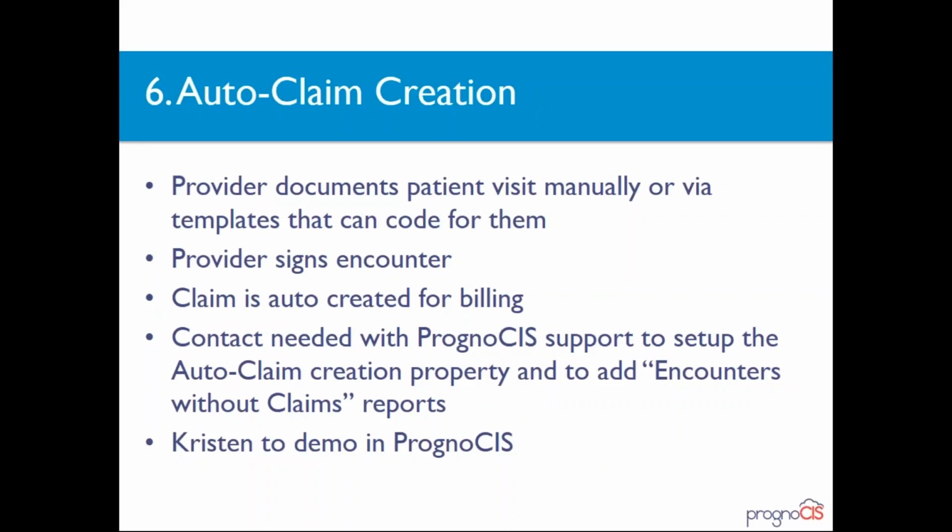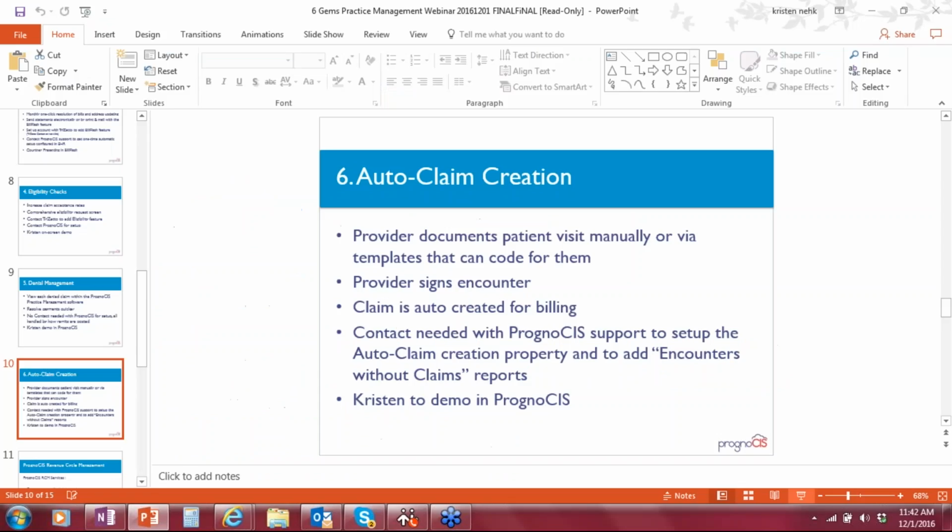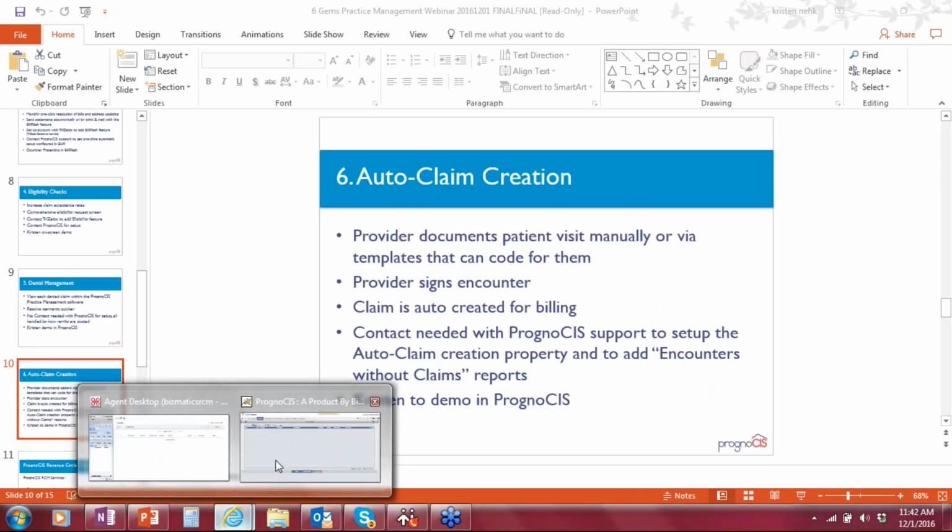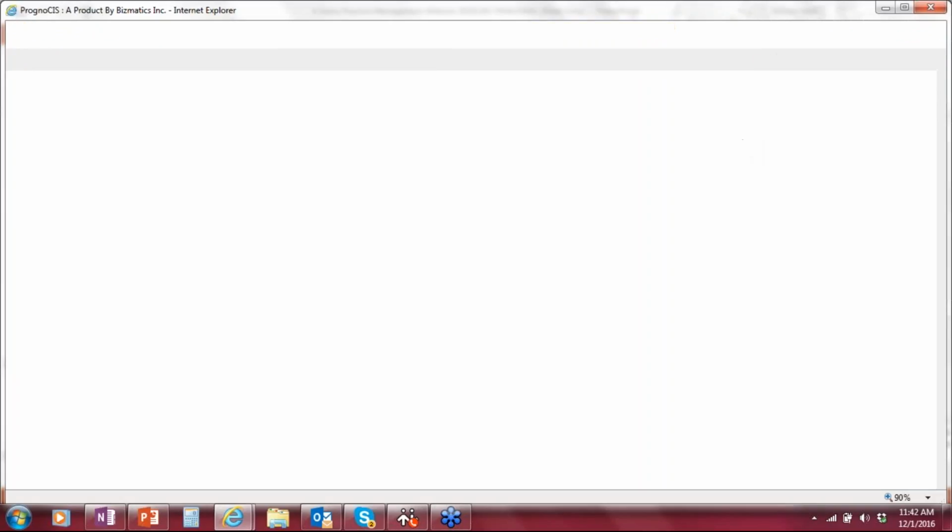So a provider would do his normal documentation for his visit. He can use templates that will code for him. He can manually code under assessment as usual. Once the provider signs his encounter, that's when the claim is created on the billing side for the biller. This would benefit anyone still using superbills or where the biller is doing data entry to get the charges into the system. So I am going to demo this for you so you know how it works.